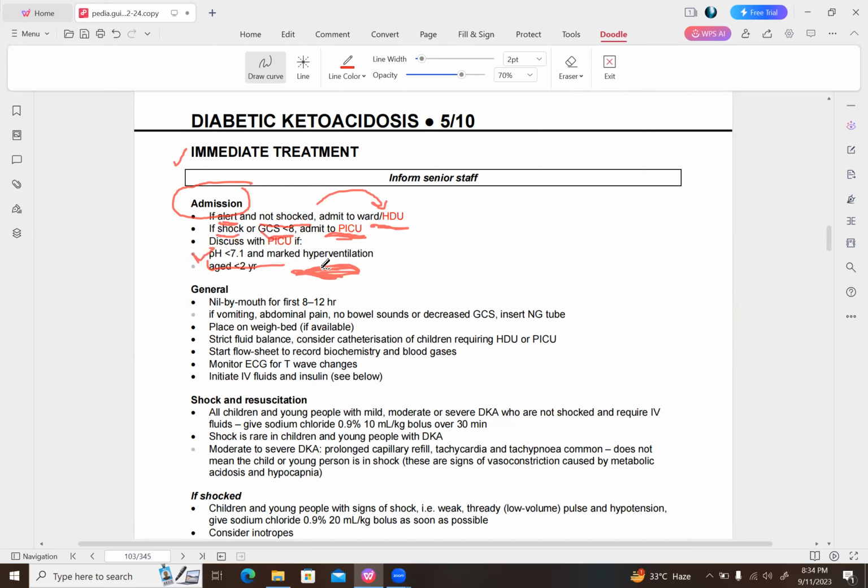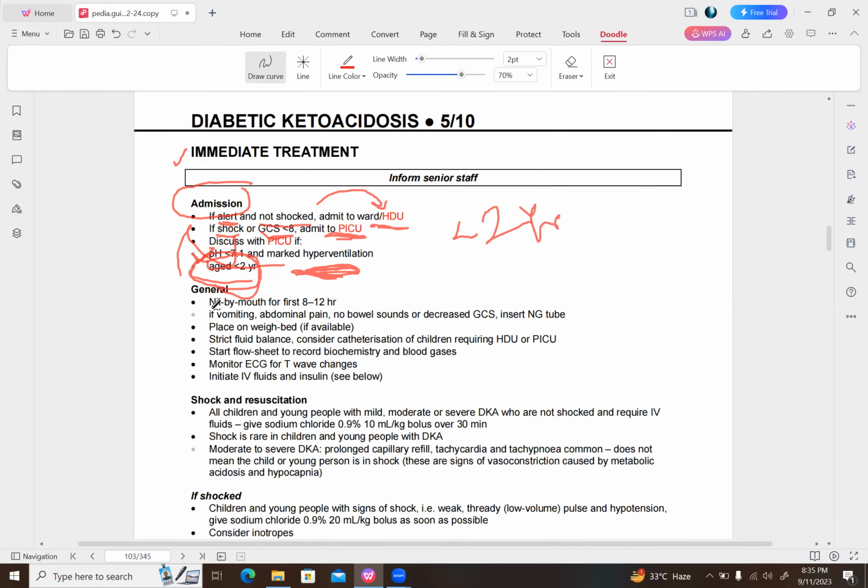You have to do something for this hyperventilation. Or if the child is younger, its age is less than 2 years, then of course you have to admit the patient. If in shock, then PICU. If not in shock, then HDU. But you have to admit every patient who is less than 2 years old.